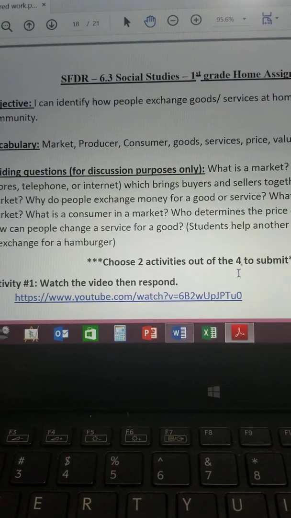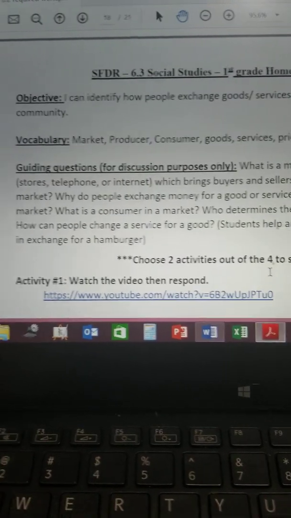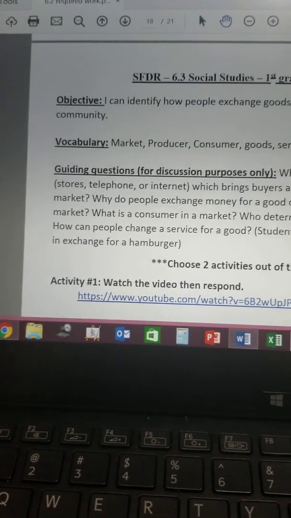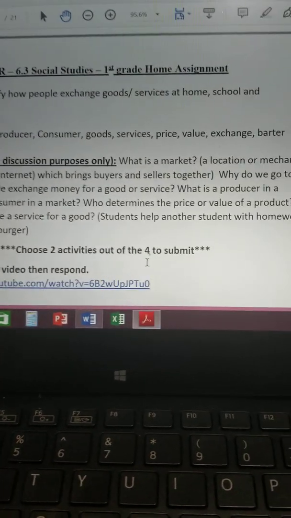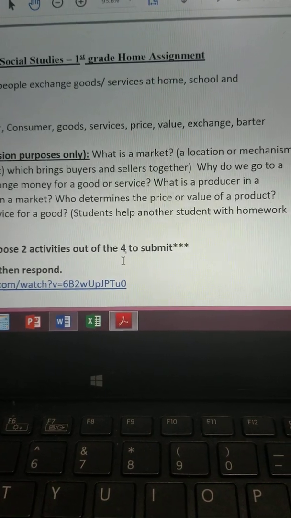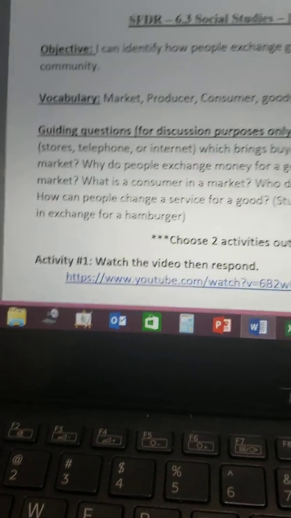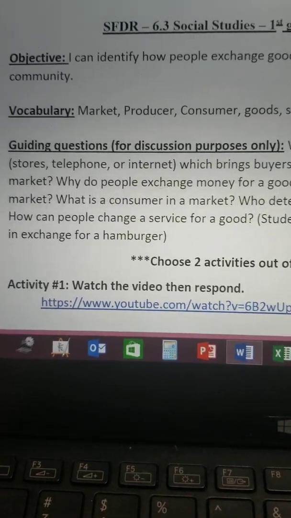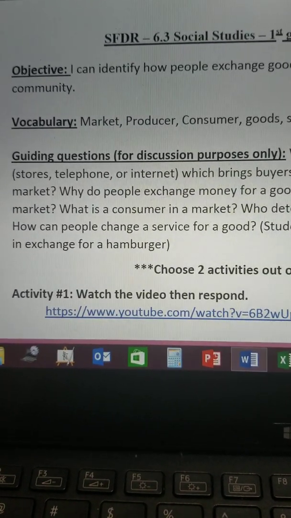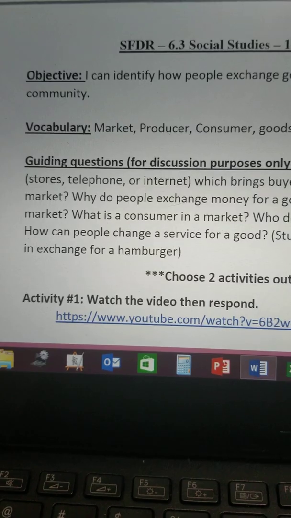Social Studies 6.3 for first grade. Our objective is I can identify how people exchange goods and services at home, school, and community. Our vocabulary, a market. A market is a place where people sell things, so like a store.